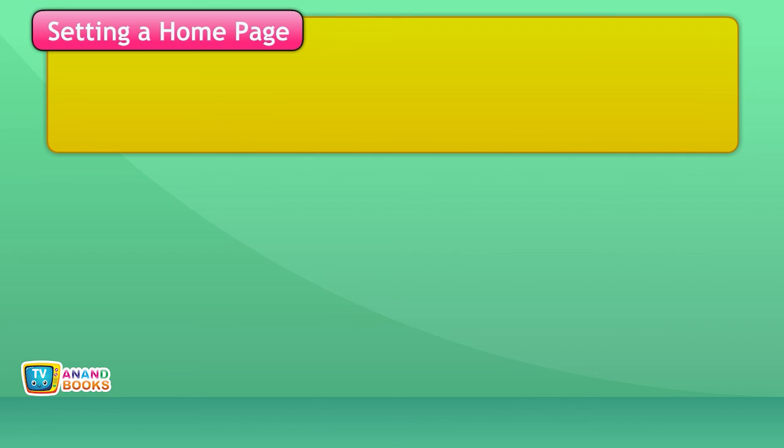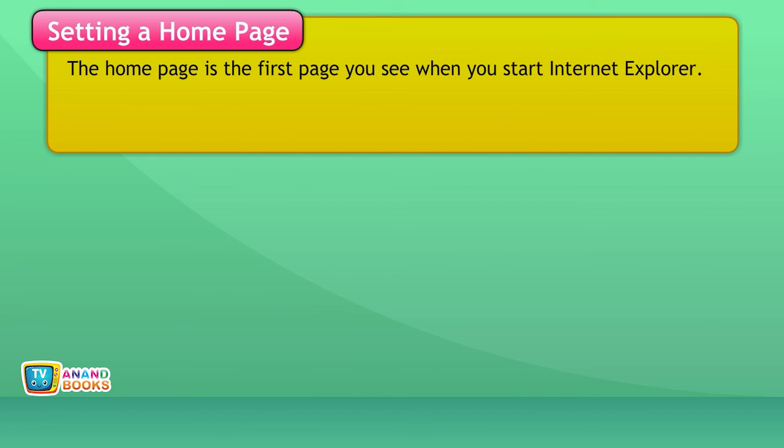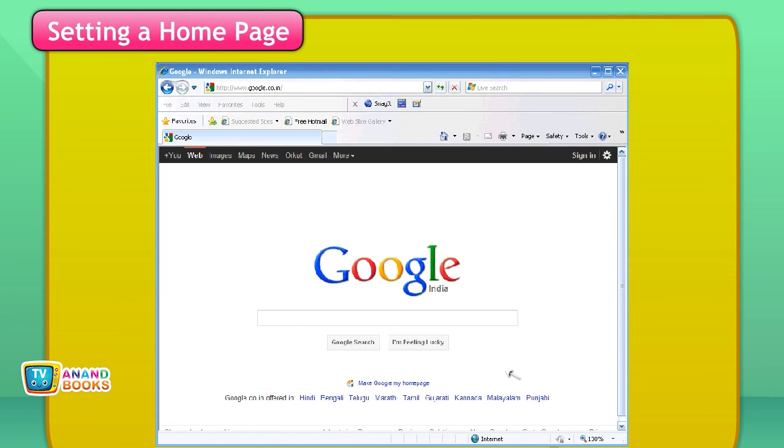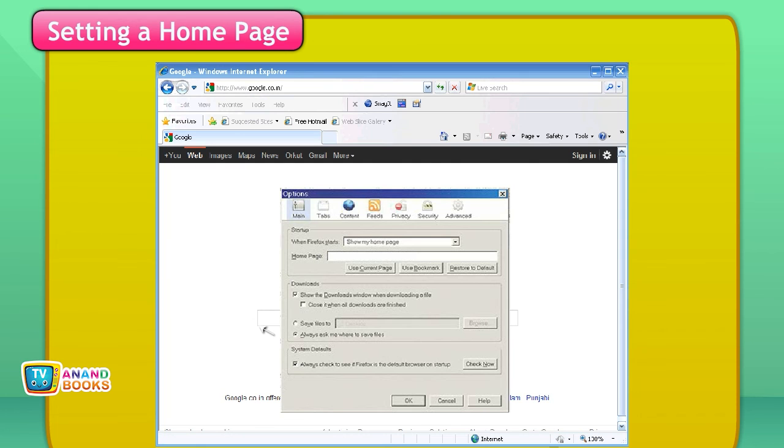Setting a home page. The home page is the first page you see when you start Internet Explorer. 1. Choose Tools, Internet Options. The Options dialog box opens. 2. Click the Main tab and type a new URL in the Home Page section. Or, if you like the current page and want to set it as your new home page, click the Use Current button. The Use Blank button sets a blank page as your home page.